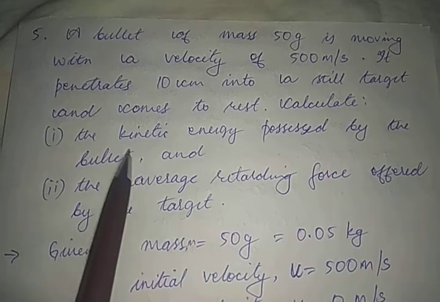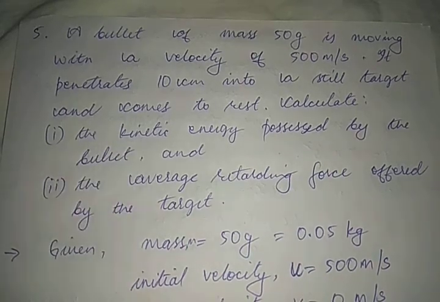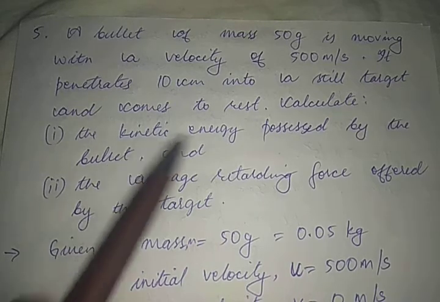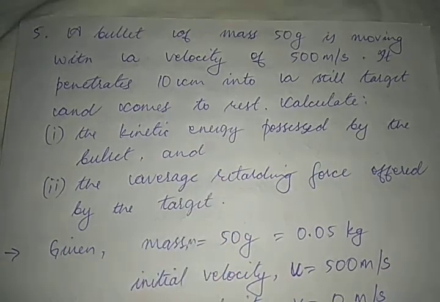Now I didn't find this particular thing very clear, the kinetic energy possessed by the bullet. The question had to be more specific, because since the bullet comes to rest after penetrating 10 centimeters, its final kinetic energy is of course 0, because its velocity is 0 finally.